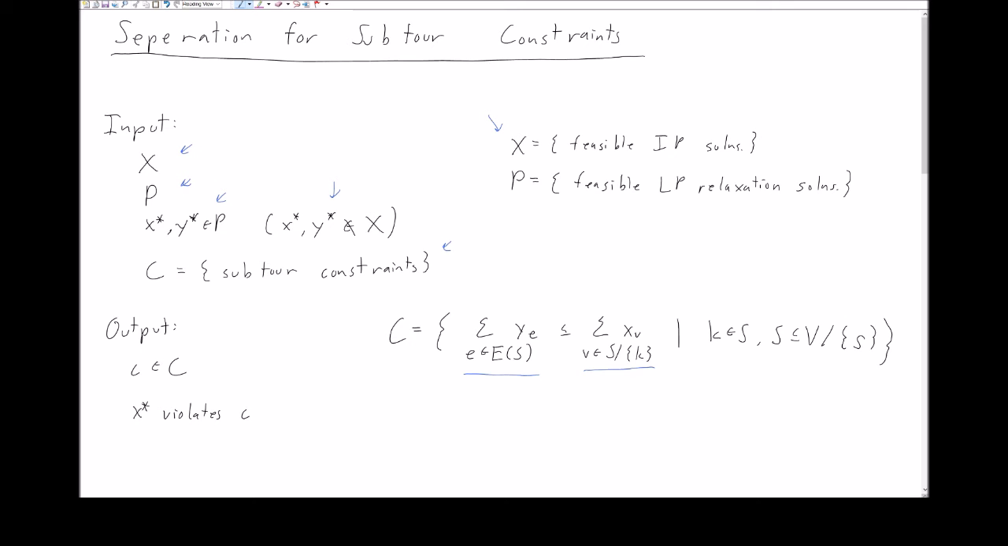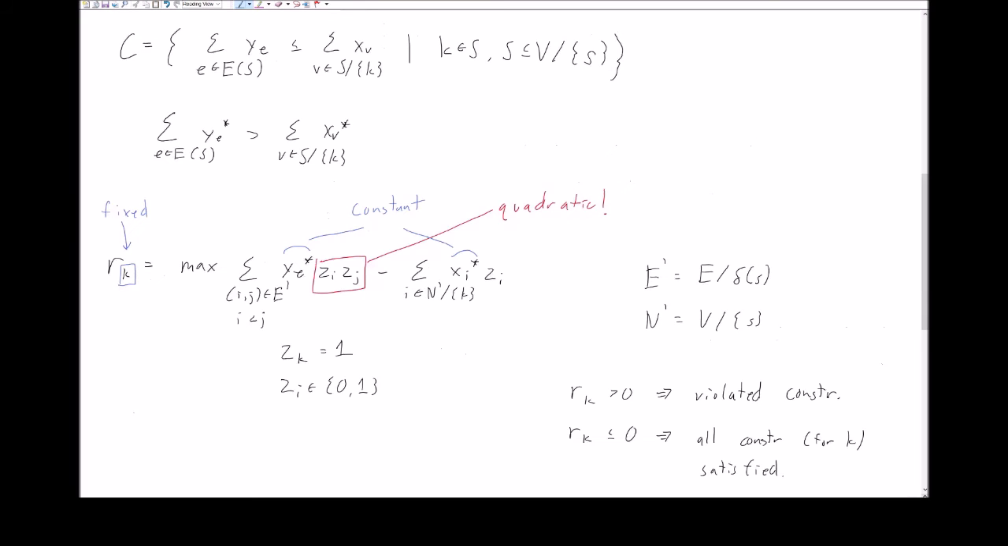Our objective is to find a particular constraint, C, inside of our capital C, that's violated by x star. The alternative output is that there is no such constraint that's violated, and our separation procedure is going to give us a guarantee of that. We're going to solve this separation problem by introducing a quadratic program, showing that this quadratic program is equivalent to an integer program, and then showing that it has a totally unimodular constraint matrix, and so can be solved in polynomial time with a linear program.